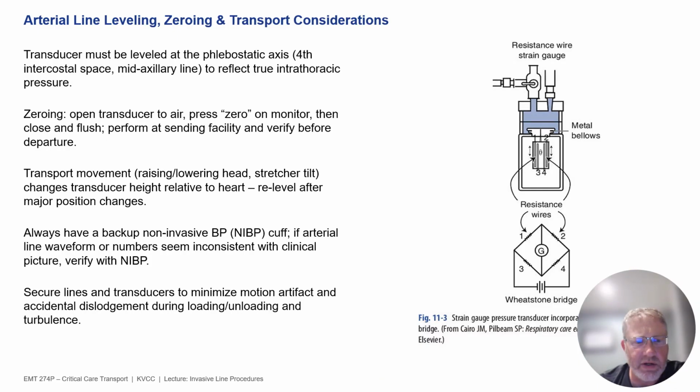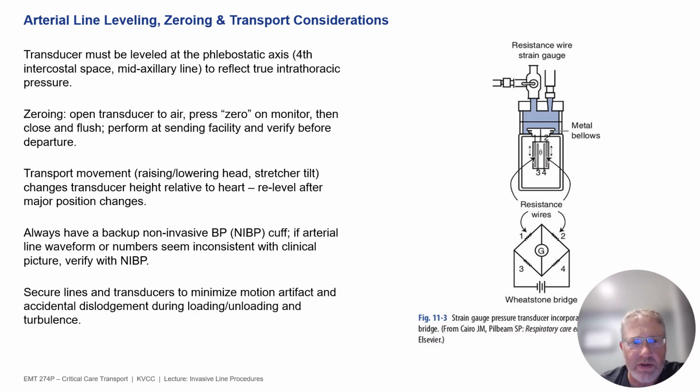Art line leveling and zeroing. Leveling and zeroing are one of those skills that seem simple but cause more errors than almost anything else in hemodynamic monitoring. The transducer for the art line must sit at the phlebostatic axis, which is the fourth intercostal space at the mid-axillary line, because that's the level of the left atrium.